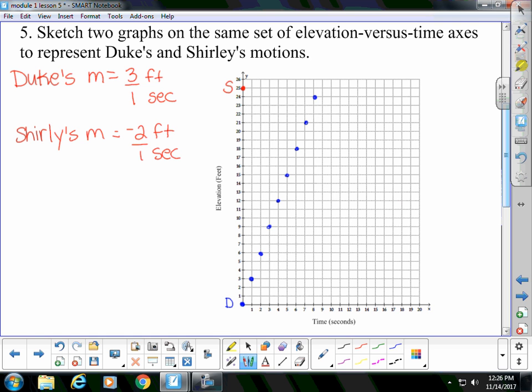Technically, the next point would be off the graph. Let's make a line, connect our points. If you don't count it correctly, you won't be able to connect your points. So something will go wrong. And then Shirley is going down 2 feet over 1.